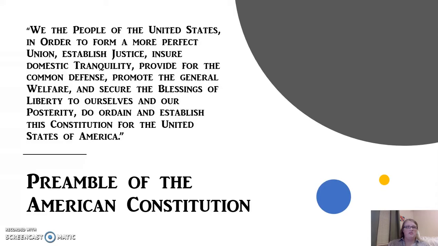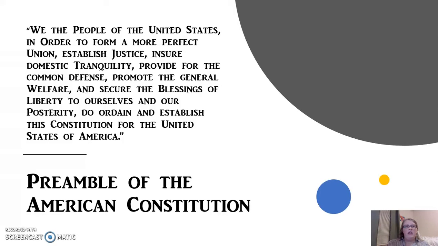"And secure the blessings of liberty to ourselves and posterity." That right there is freedom, to make sure that those living right now and their future kids, future generations, are free. "And do ordain and establish this Constitution for the United States of America." That's the preamble.